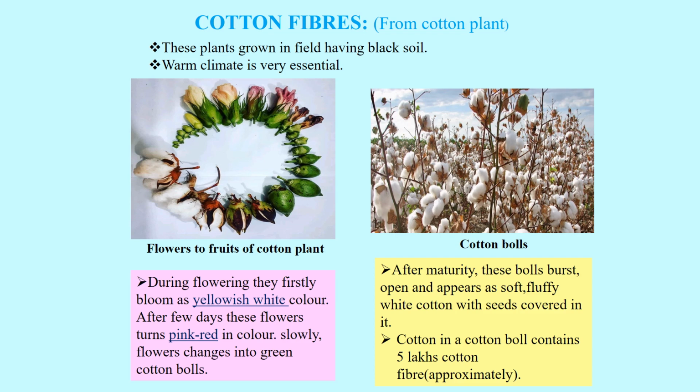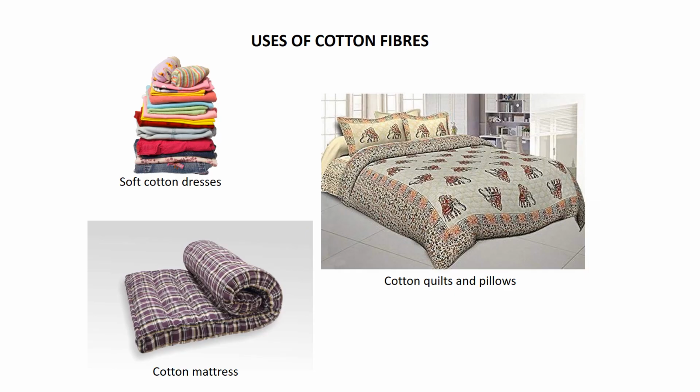A cotton ball contains 5 lakh cotton fibers. So in a cotton ball there are approximately 5 lakh cotton fibers. Now you can easily tell what the uses of cotton fibers are. These are used for many clothes like our daily dresses, then mattresses, cotton quilts, pillows, etc.